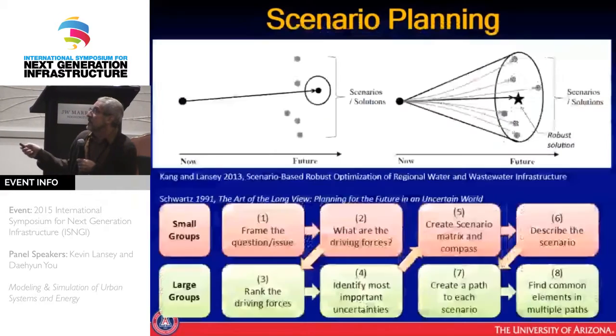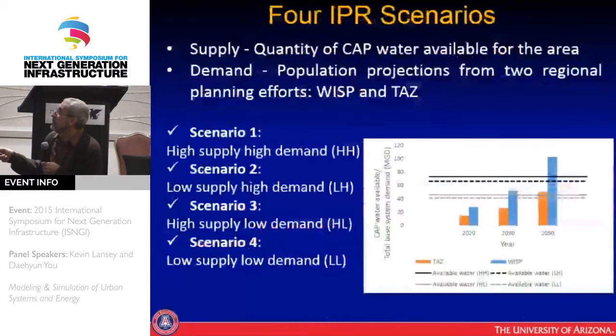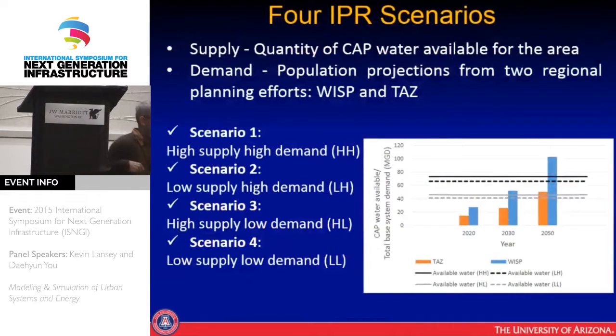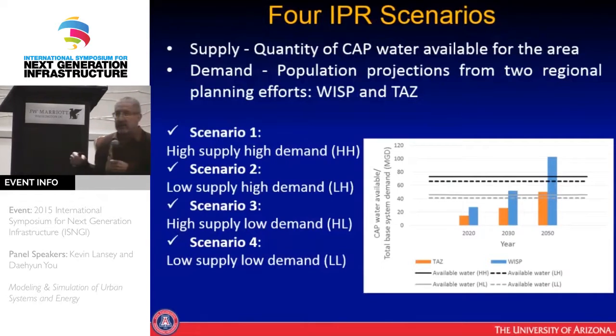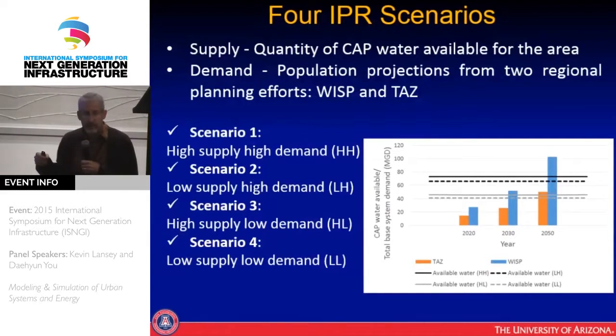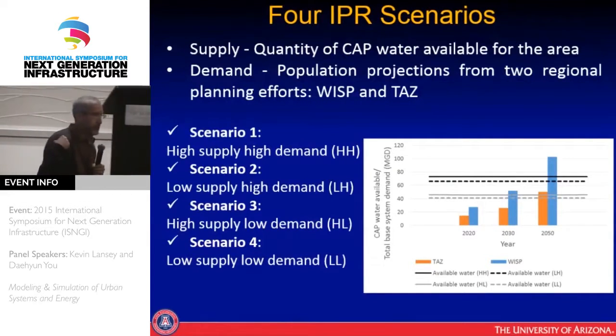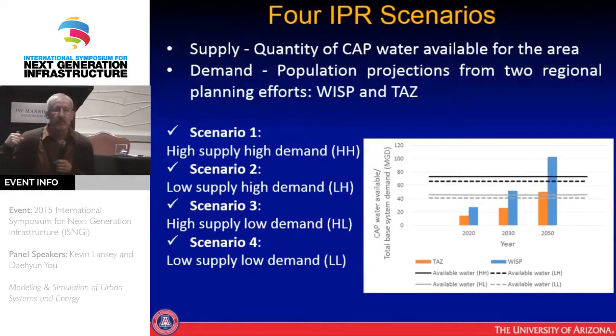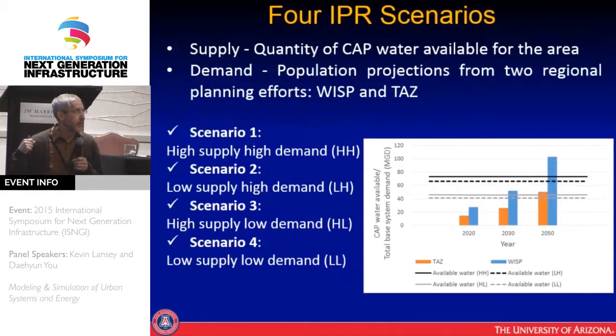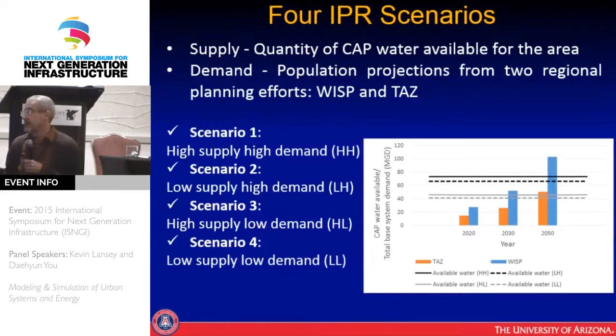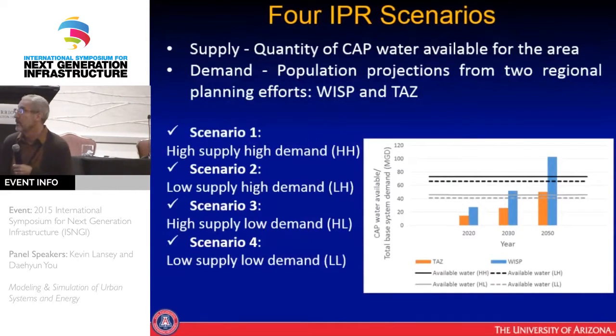So we ended up with 8 scenarios, but I'll go here. It quickly became apparent to the city, because they were doing some significant outreach, that the idea of using indirect potable reuse was going to be acceptable to the community without a high level of treatment as an outcome. So we were reduced from 8 scenarios down to 4 scenarios, and what I'll show you here. The 4 scenarios are high supply, high demand, high supply, low demand, etc. For the different combinations.